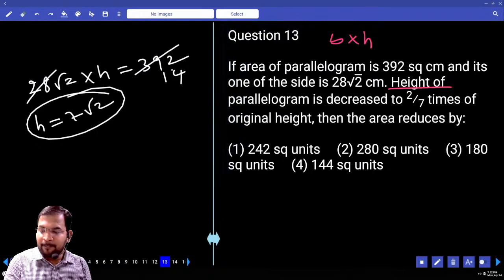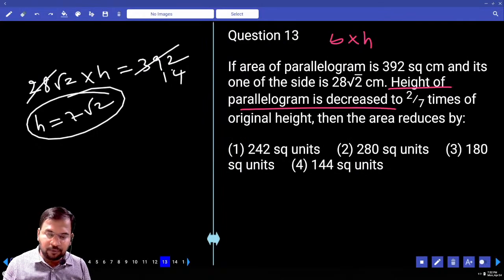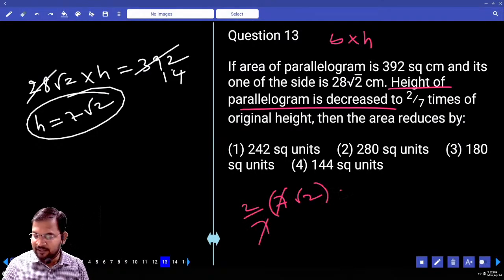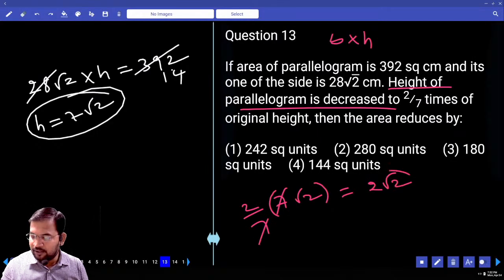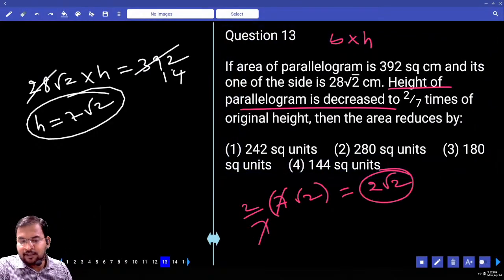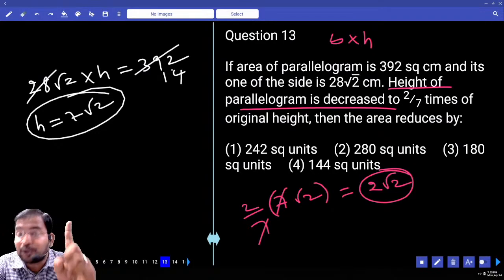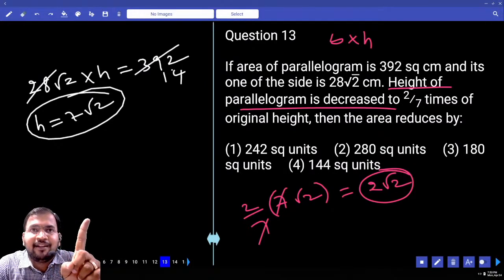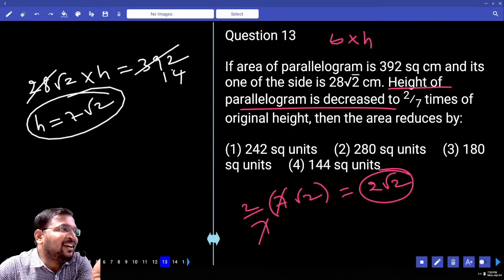The height of the parallelogram is decreased to 2 by 7 times. 7 root 2 into 2 by 7, that is nothing but 7 gets cancelled, no? That is nothing but the new height is what? 2 root 2. Next. Decreased to, not decreased by. Decreased to is different, decreased by is different. Decreased to 2 by 7 times.